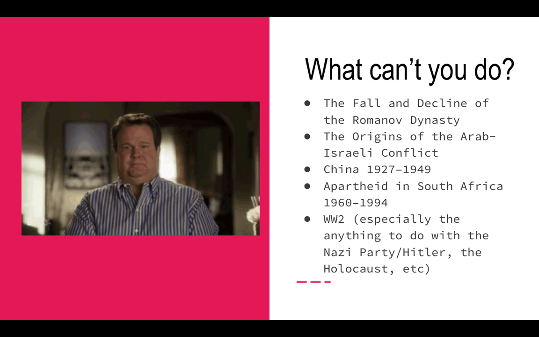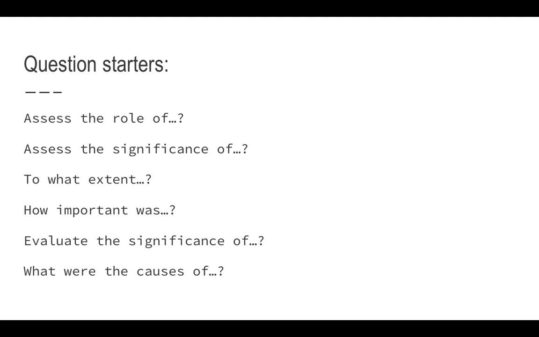Now, there are a few things that you absolutely can't do. You can't do the fall and decline of the Romanov dynasty, the origins of the Arab-Israeli conflict, China in the period 1927 to 1949, apartheid, and you can't do World War II, because we will be covering these either in your prelim or your Year 12 course. However, if you wanted to do post-apartheid, you can, or if you want to do China before that time period, you can do that. That's fine.